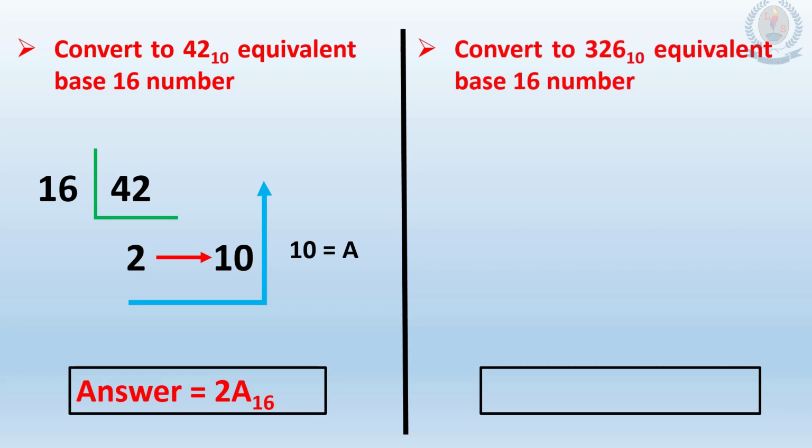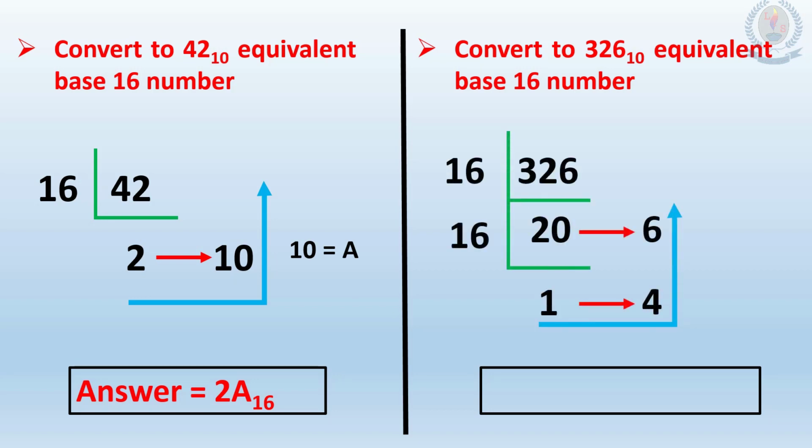Next number is 326 in decimal. You are going to convert it into hexadecimal. This is how it happens. Once you divide it by 16, you get 146 like this.